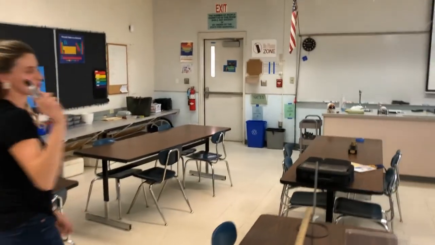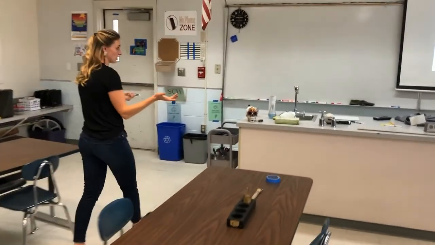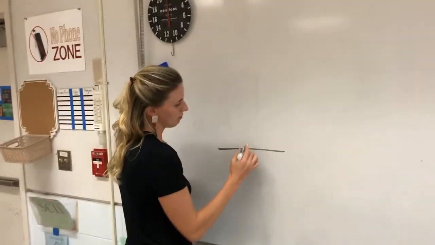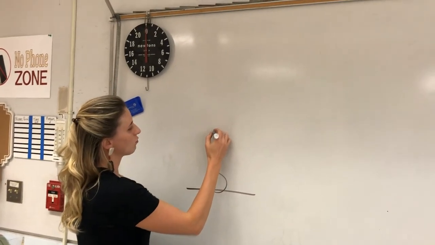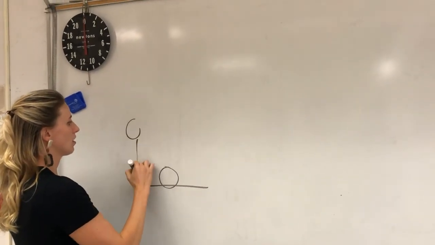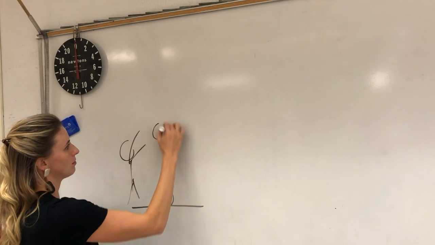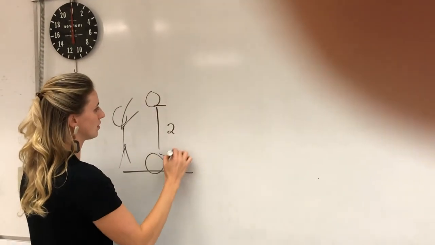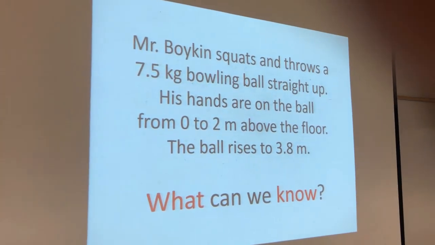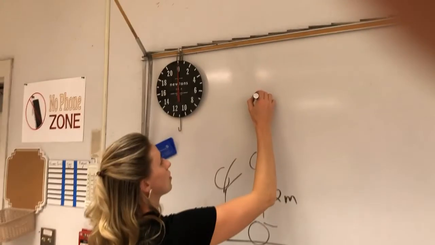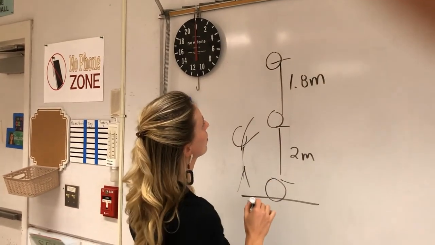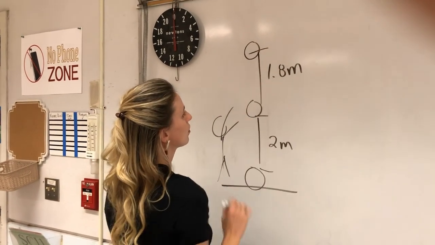Okay, so first let's draw a diagram. The question is, what can we know? So the ball is here, and we pick it up. There's the floor. Up to here, and this was 2 meters. From here to here, that's 2 meters. Then it's released and it goes 3.8 meters total. That's 1.8 meters right there, right? Yeah, 2 plus 1.8 is 3.8 meters total.